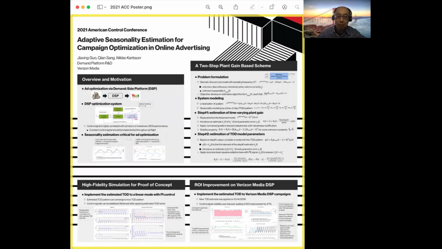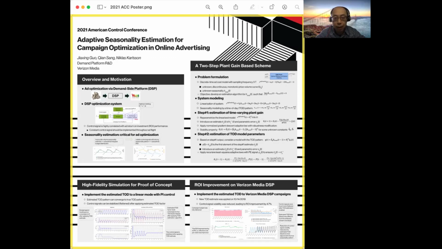This paper develops a seasonality estimation scheme for advertising campaigns, which is very critical for optimal budget delivery and performance management. Advertisers partner with the demand-side platform, DSP, to compete with other advertisers for impressions to show their ads to a targeted audience. Advertisers specify a total advertising budget for each campaign they set up. The DSP is tasked to spend the budget in the optimal way to maximize the return on investment performance.